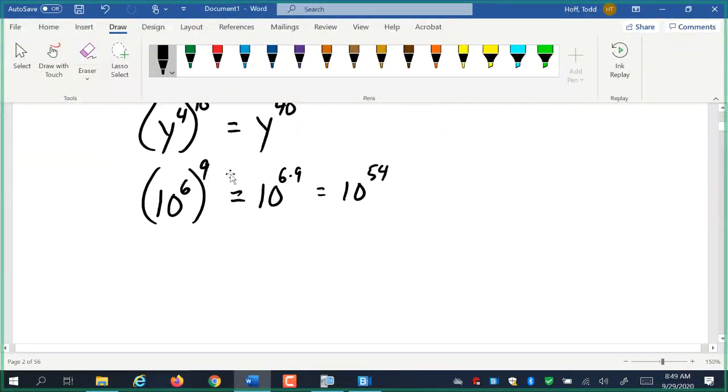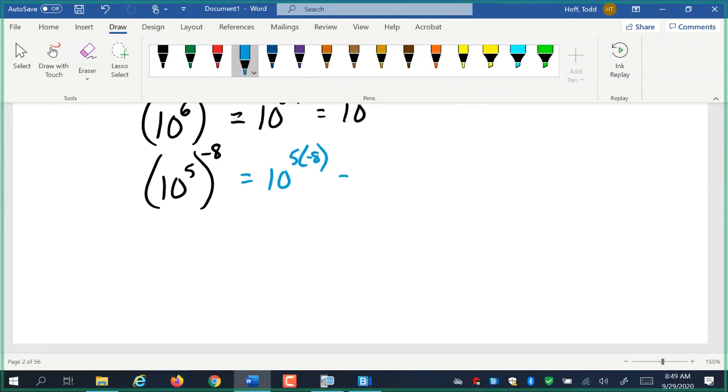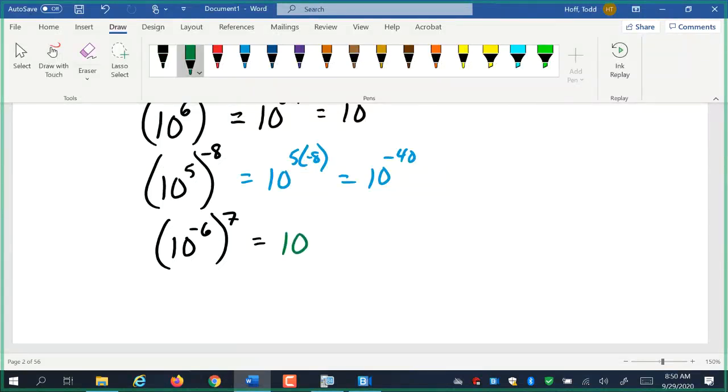Well, once again, our negatives can be a factor. We might have 10 to the 5th to the power of negative 8. That's 10 to the power of 5 times negative 8. Well, 5 times negative 8 is a negative 40. So that's 10 to the negative 40th. We might have 10 to the negative 6th to the power of 7. That's 10 to the power of negative 6 times 7. Well, negative 6 times 7 is a negative 42. That's 10 to the negative 42nd.